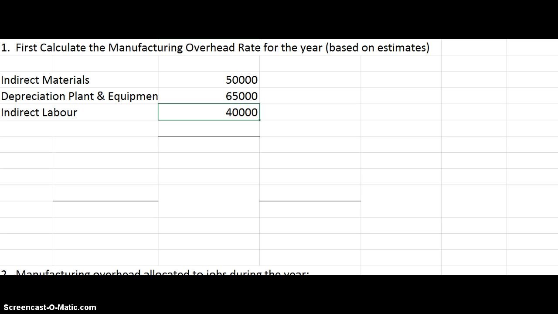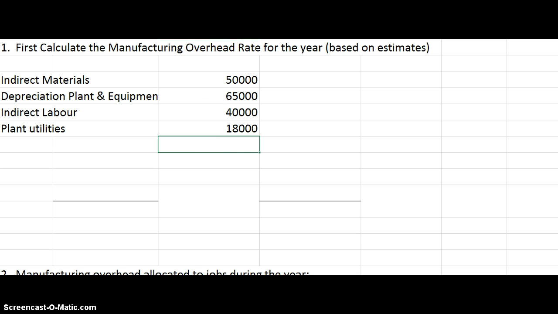Customer service hotline. Nothing to do with manufacturing, so I don't care right now. And plant utilities. Yes, that I do care about for sure. And that's $18,000. Direct labor costs. Well, that will be added to every job, but it's not manufacturing overhead, so we're just not going to worry about it right at this point.